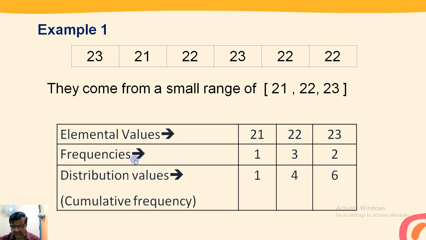So first I repeat, the elemental values are noted in the table, and how many columns will be there? As many elements as come in that particular range. Here the range is 23 minus 21, that is only 2, therefore 0, 1, 2. The size of the array is 3, where in this array the elemental values are written, and frequencies are written in some other array, and in another array distribution values are calculated, and these distribution values are used in order to place the element in the sorted array.